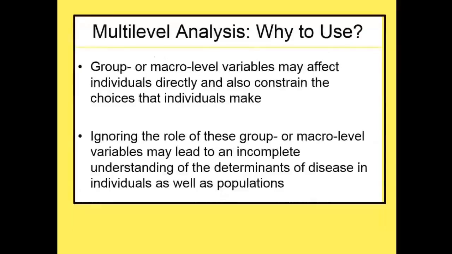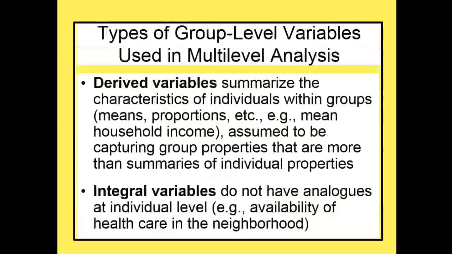Got that? So let me say a couple of other things. Why do we do this? Well, I basically already said that it may turn out that if you ignore group level variables, then you're missing something. You're missing the boat on what you're trying to draw conclusions about in a study question. So that's why we want to consider multi-level. Ignoring the role of these group or macro level variables may lead to an incomplete understanding of the determinants of disease in the individuals. That's why people are always worried that if they've got things on another level, they ought to include them, because maybe they're missing something in terms of their research question of interest.